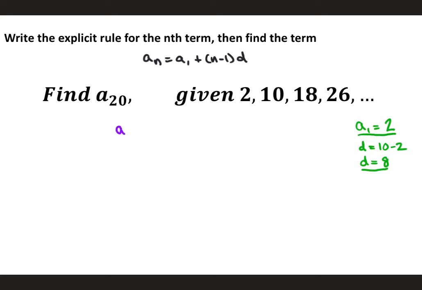So we'll go ahead and say that a sub n equals, our first term is 2, plus n minus 1. This part didn't change, n minus 1, times the difference. The difference is 8. Each time we move on, there are 8 more. All right, so there is our first part of the problem. It says write the explicit rule. That part of the problem would be 4 points. Now that you've written that rule, you're going to go ahead and find a20.